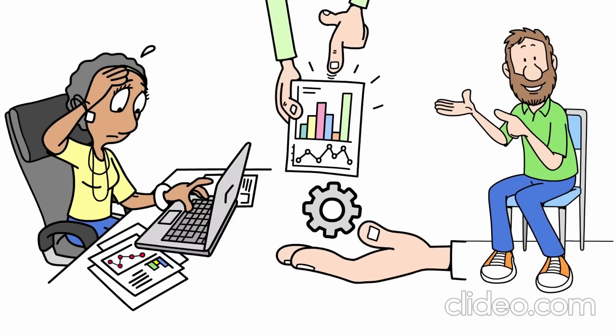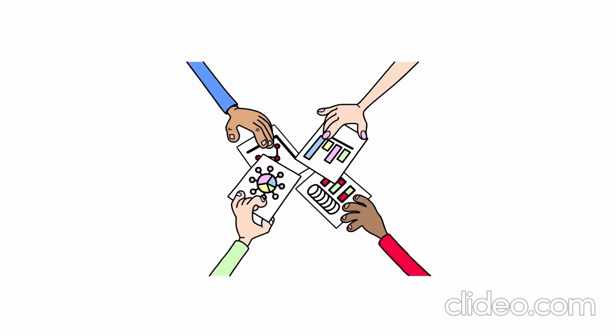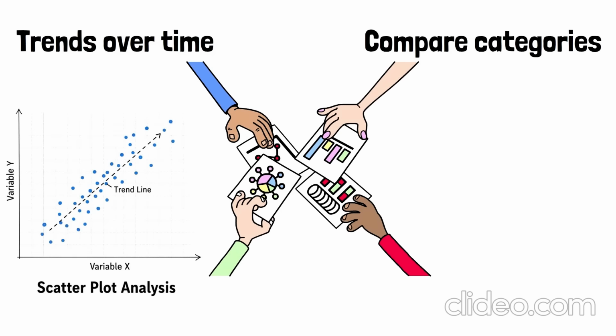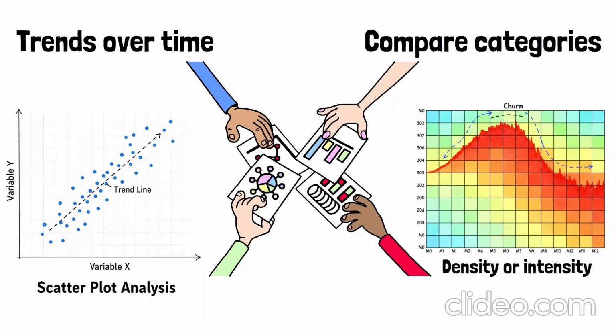Watch this. The first rule of great visualization is choosing the right chart for the job. Use a bar chart to compare categories, a line chart to show trends over time, a scatter plot to reveal relationships between two variables, and a heat map to visualize density or intensity. Get this right, and you're halfway there.